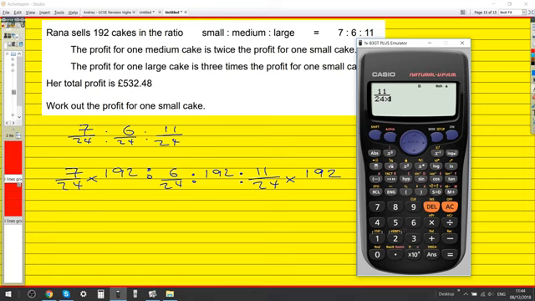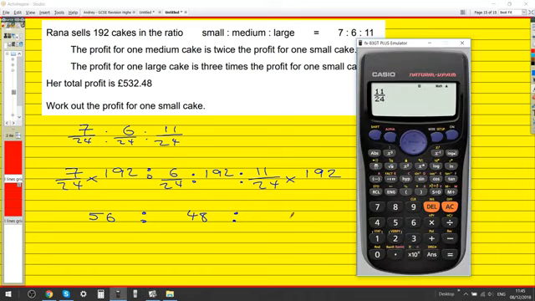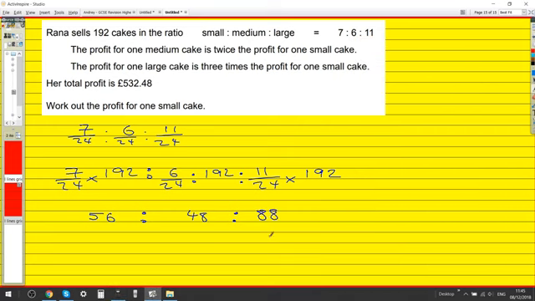So the first one is 56. The second one is 48, and the last one is 88. Okay. So that's how many. So then how do we do this?